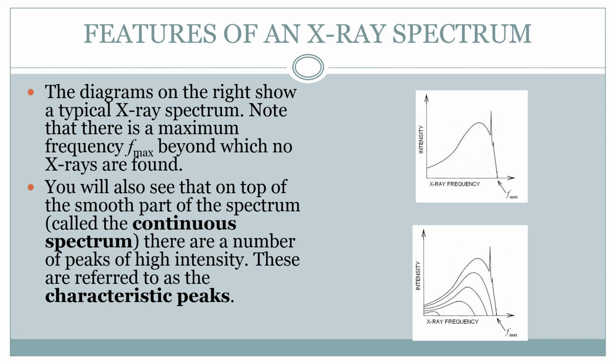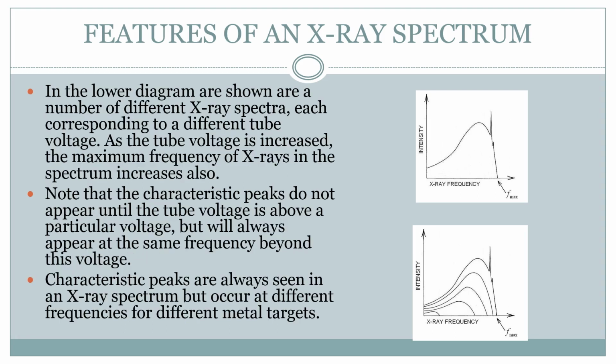Now the second thing to note is that these little spikes you can see in the spectrum are sometimes referred to as characteristic peaks. And the X-ray frequencies that are associated with those characteristic peaks are referred to as the characteristic X-rays for that particular metal target. Okay.